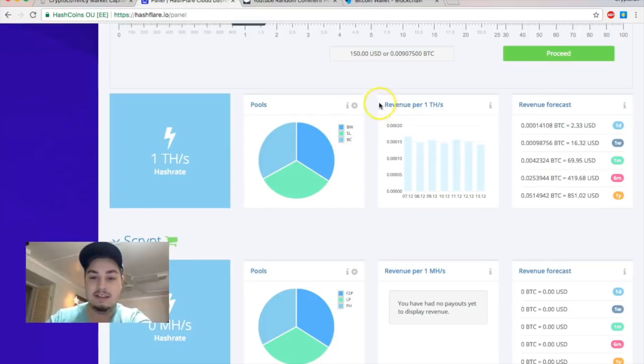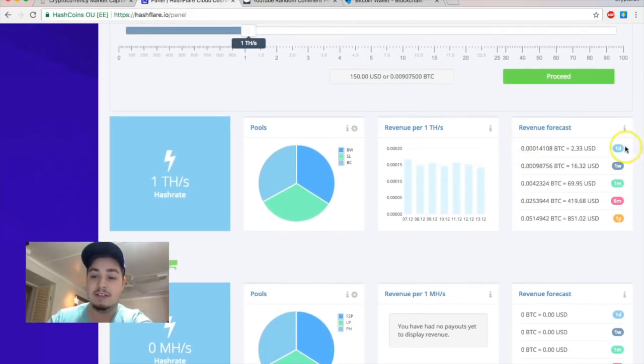Right here next to that is the revenue per 1 terahash a second, showing the daily revenue for my 1 terahash. But let's say you have 25 terahashes in, and it's just going to show you for each individual terahash, this is how much you earned. And then here we have the revenue forecast. So this is showing my daily revenue weekly, monthly, every 6 months, and every year. So right now I'm on track to earn that $851 in a year.